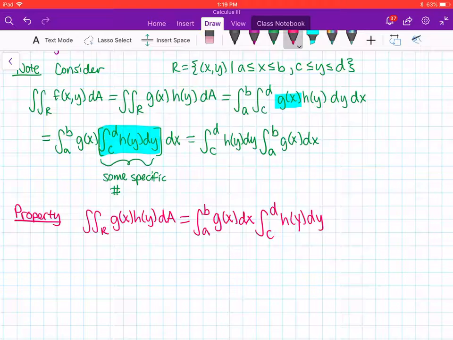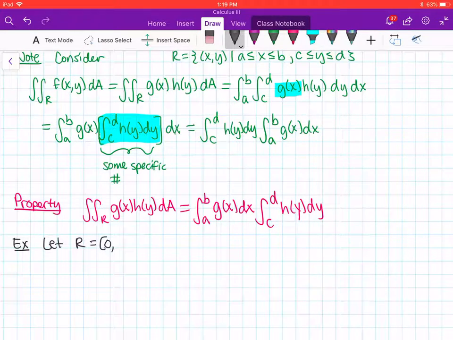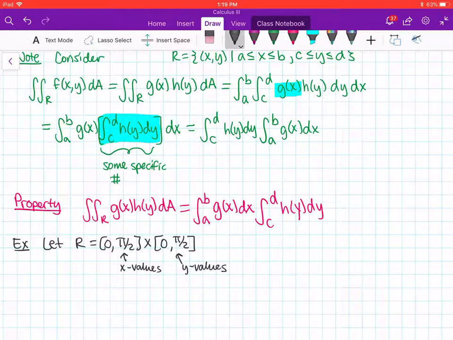All right, maybe we'll slip in a quick example here. So let's let R equal from 0 to pi over 2 cross 0 to pi over 2. Remember, these are the x values, and these are the y values. All right, we're going to integrate over R of sine x cosine y.